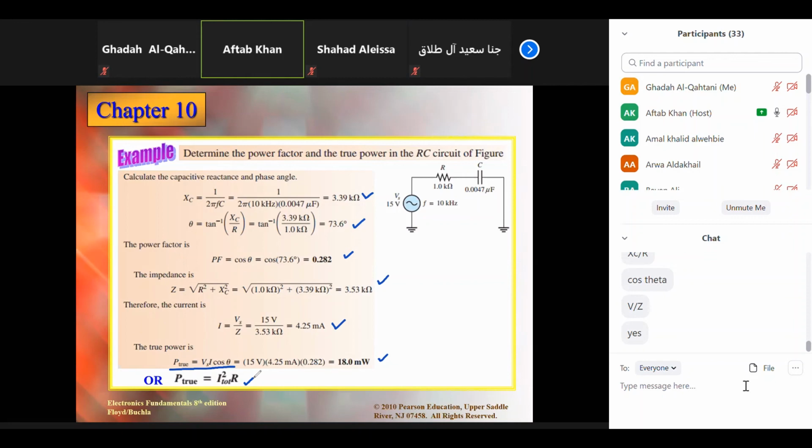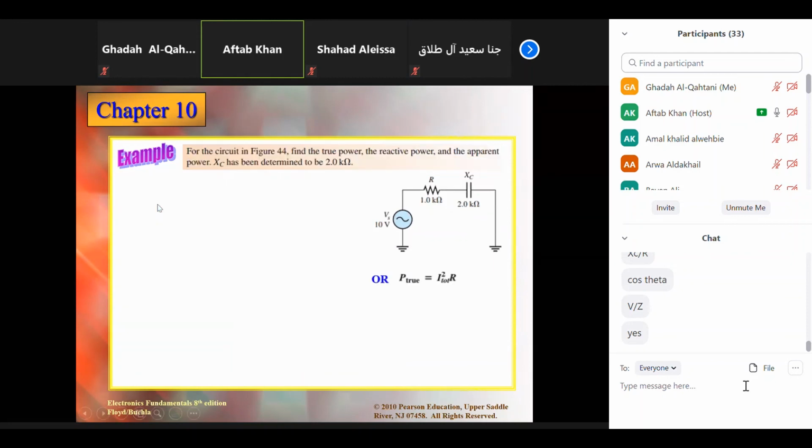All right. Now, what is next? So this was for the circuit, true power. Again, they are asking true power, reactive power, and the apparent power. And XC has been determined. They are telling already XC is 2. All right. So see the solution now.